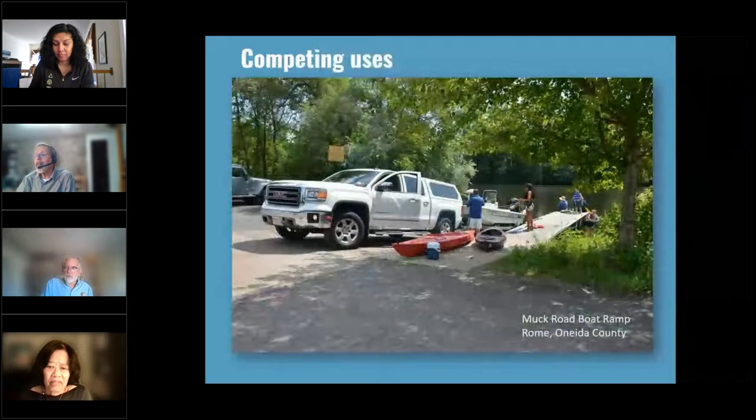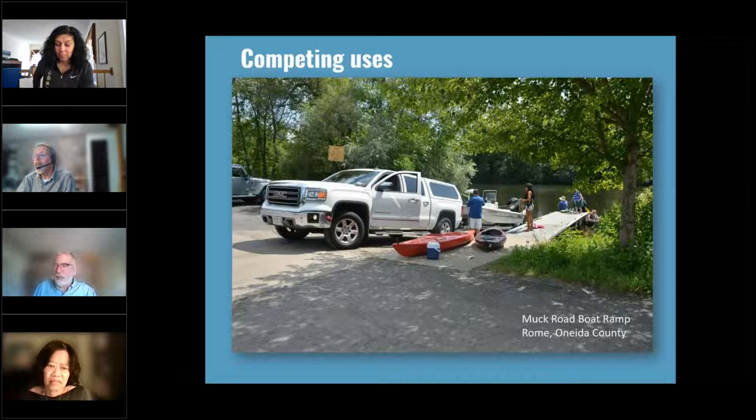And we've got competing uses. We've got both power boats and paddlers. We've got fishermen. We've got rowing shells. That can sometimes lead to some conflicts, like happened on this sunny summer day outside of Rome.